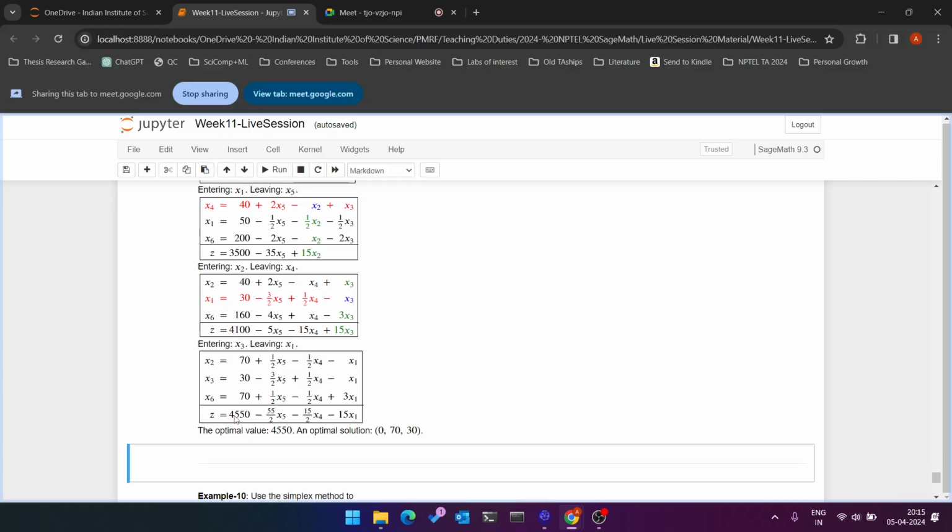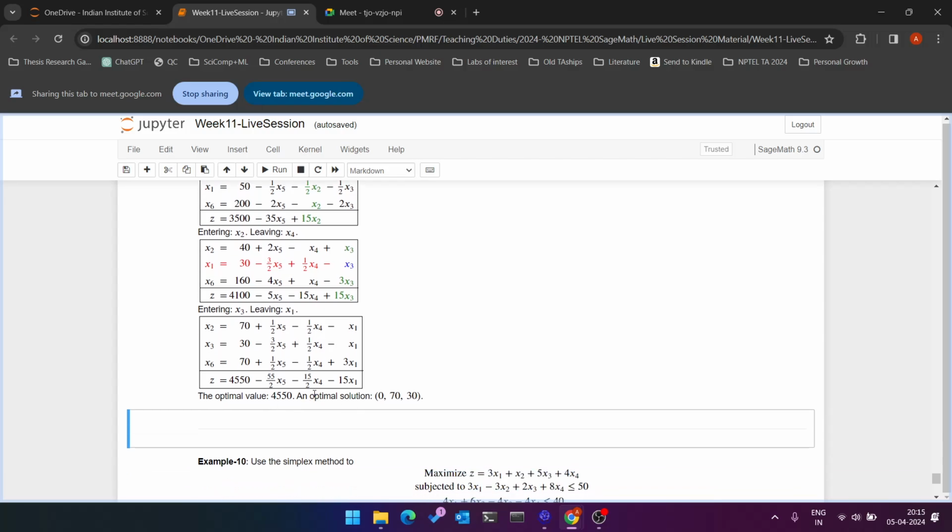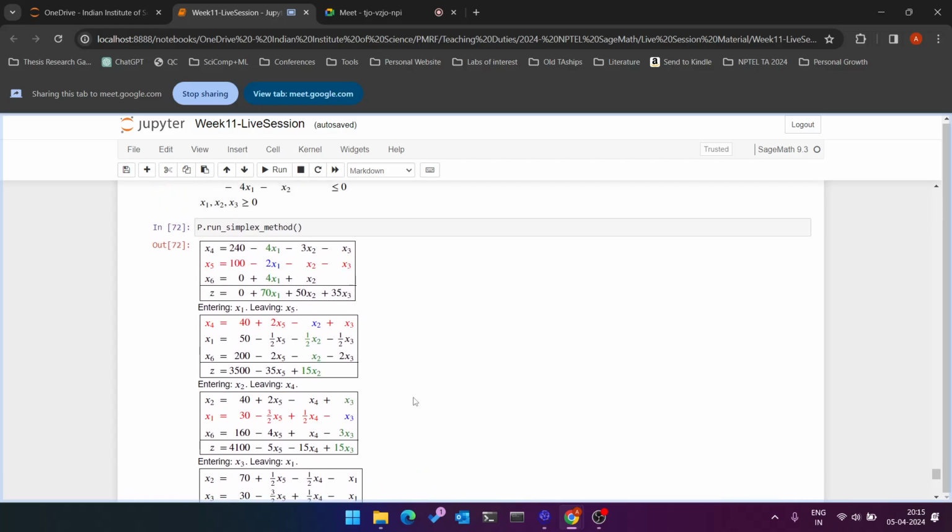So which tells me that the optimum value of z is 4550 when x5 is 0, x4 is 0, and x1 is also 0. So if I substitute x5, x4, x1 to be 0 in this equation, I get x2 to be 70, x3 to be 30, and x6 is also 70. So my optimal solution becomes 0, 70, 30. Okay.